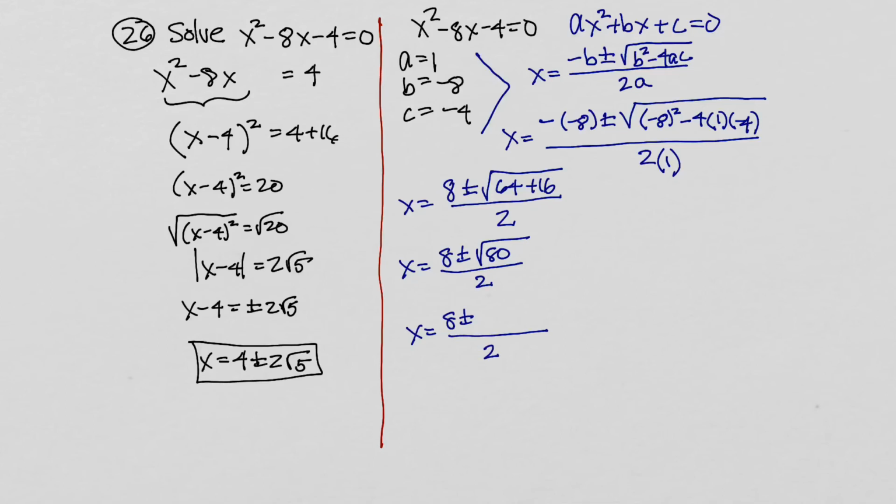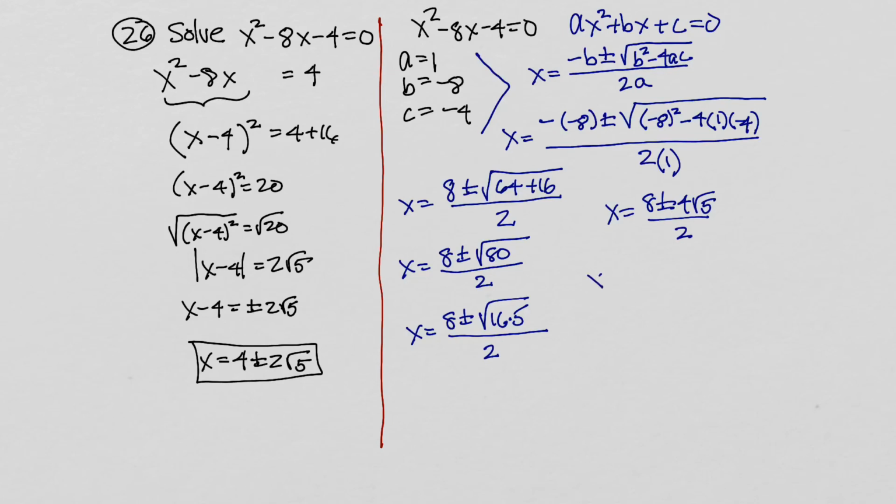Now, 80 is kind of a big number, so we're maybe not used to this, but 80 turns out to be 16 times 5. You know, what perfect square goes into 80? Well, the biggest one that we can find is 16 times 5. So what we're going to write here is square root of 16 times 5. I'll do it up here, and then we'll get x equals 8 plus or minus, now square root of 16 is 4, so we'll get 4 square roots of 5 all over 2.